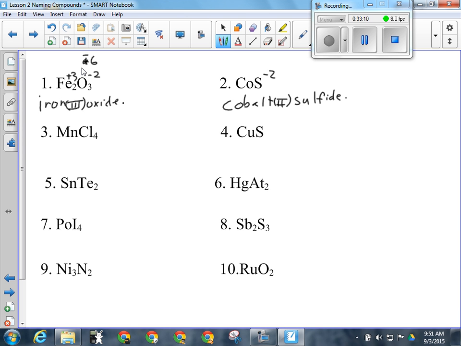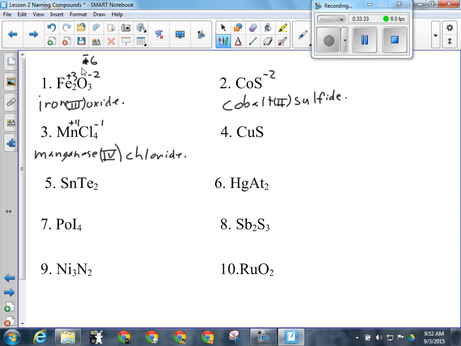For number 3, I've got manganese chloride. But the chlorine has a -1 charge. Since there's 4 of them, that must mean that manganese is +4. So we'll have manganese IV chloride.